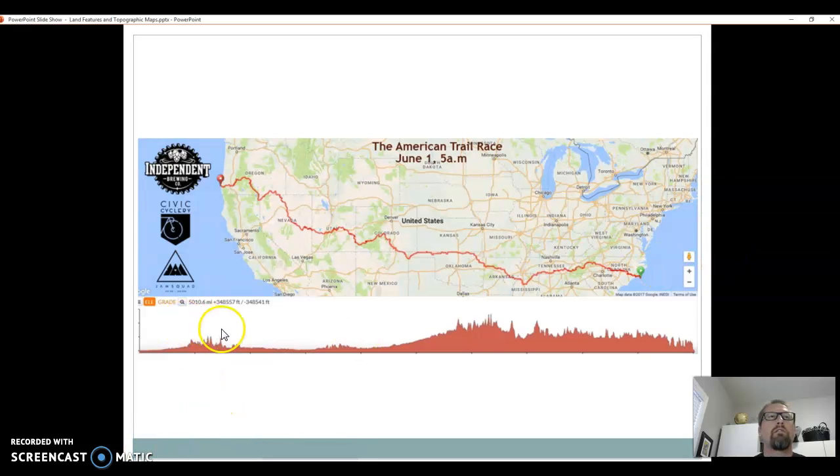All right, and so this is the sort of side profile or cross section for the race that Mark did, starting over here in North Carolina and going across and ending in Oregon.